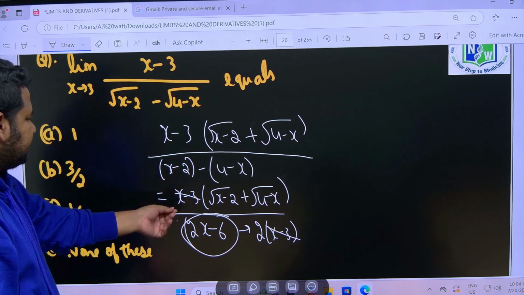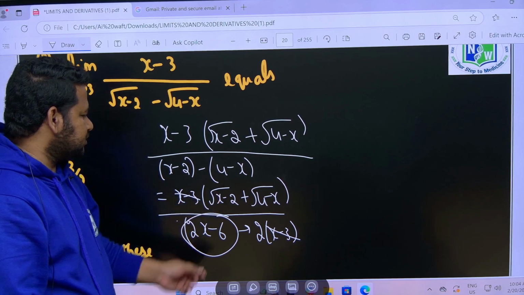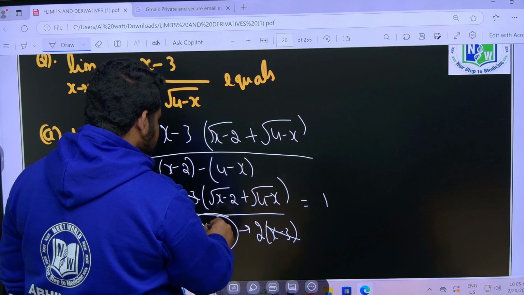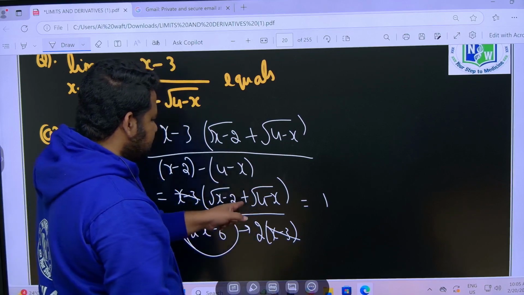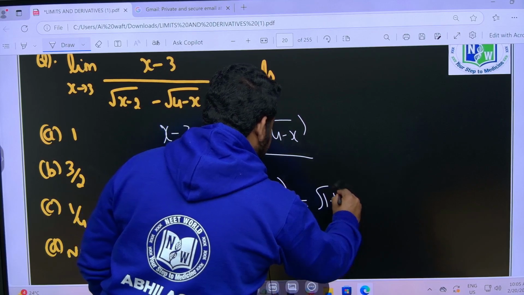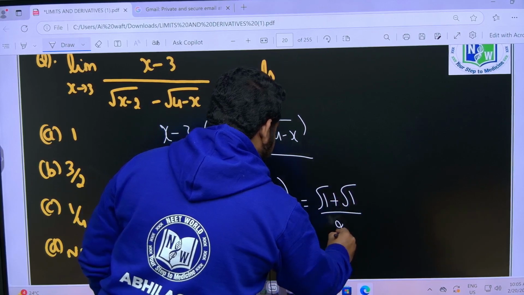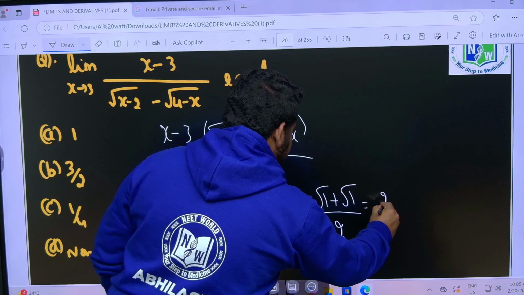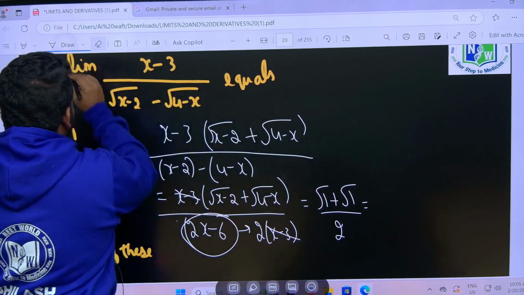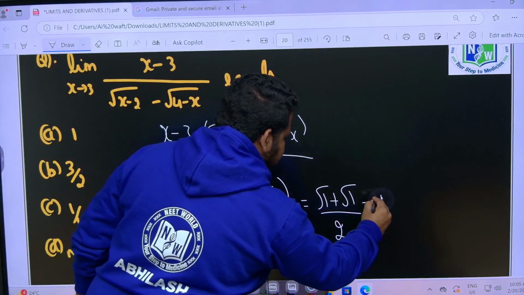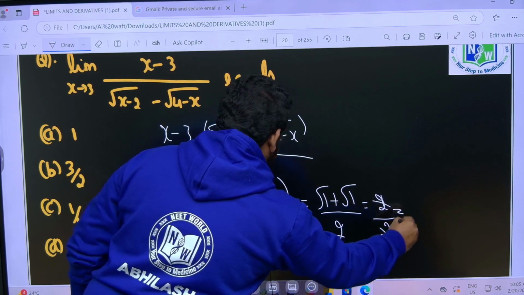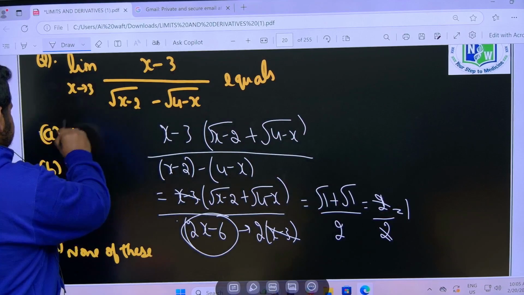As x tends to 3, the square root of 3 minus 2 is 1. The square root of 4 minus 3 is also 1. So we get square root of 1 plus square root of 1, divided by 2. The square root of 1 is 1 itself, so 1 plus 1 will be 2. The 2 cancels, and you get the value as 1. So here the correct answer is A, 1.